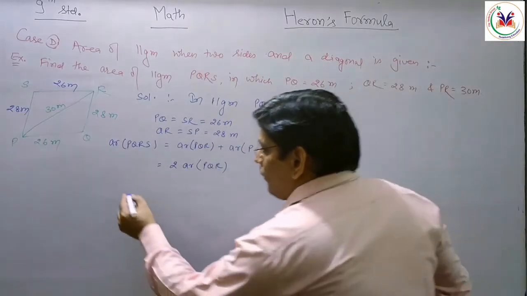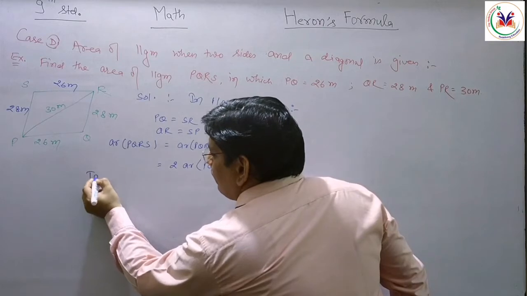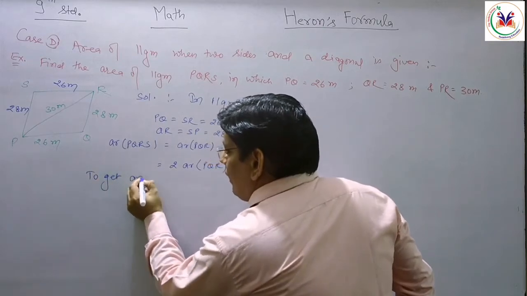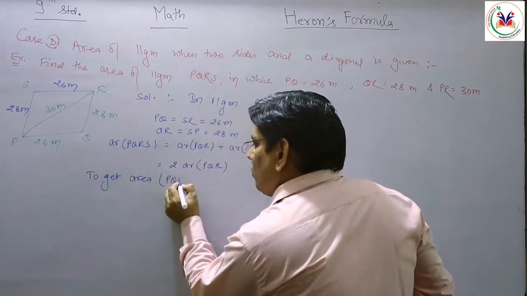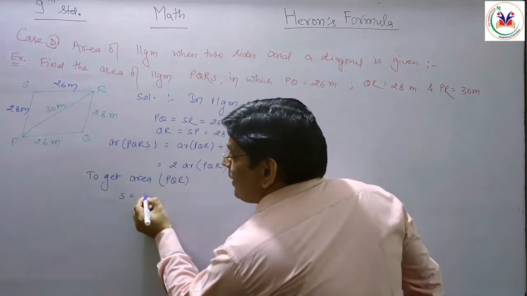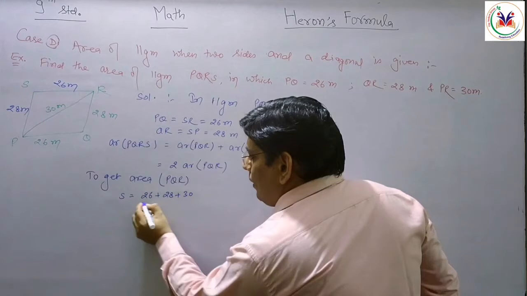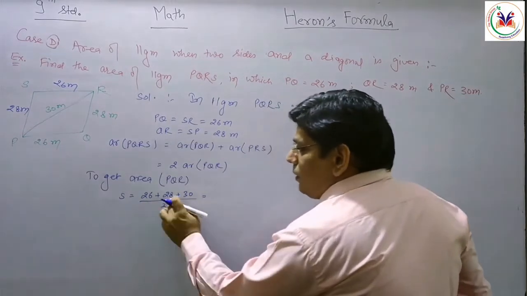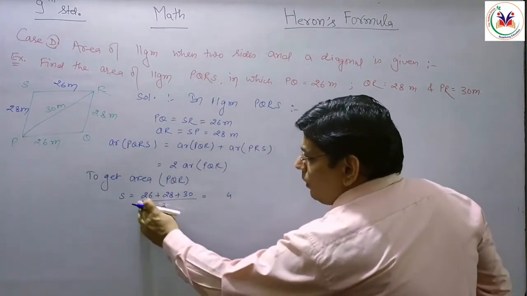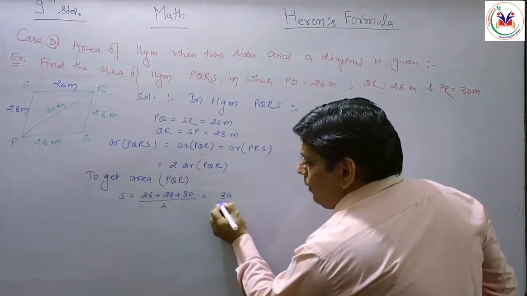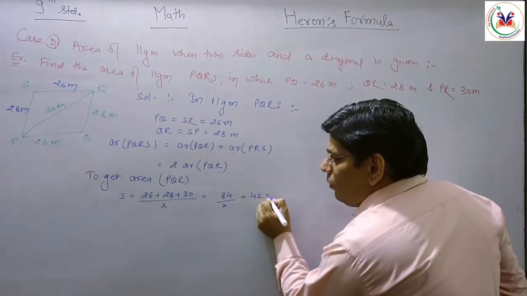Now to get area PQR, तो सबसे पहले हम S निकालेंगे. 26, 28 and 30 divide by 2. 6 and 14 carry 1, 3 to 5, 5, 3, 8 divide by 2, 42 meter.